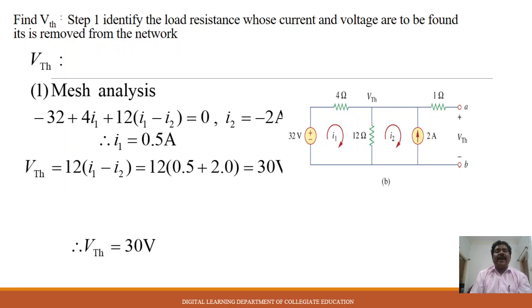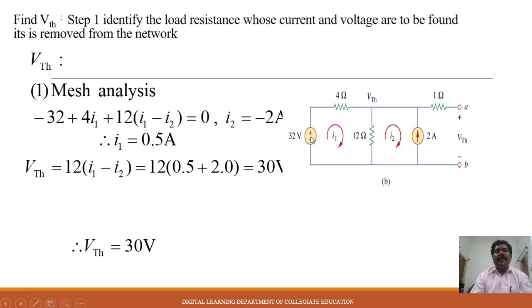First, you want to find out the VTH value. Step number 1: identify the load resistance whose current and voltage are to be found, and remove it from the network. Then at those points I can calculate VTH using many methods. Let me opt for the mesh analysis method. When you see the circuit of this network, I can mark the loops or meshes. The current flowing in this mesh is I1, and the current flowing in the other mesh is I2.